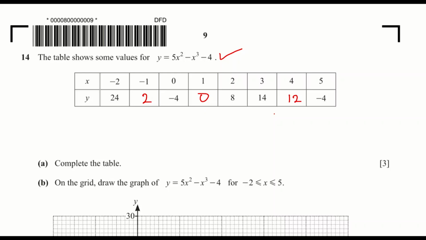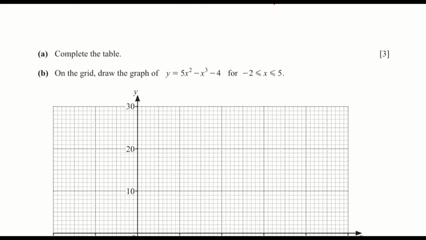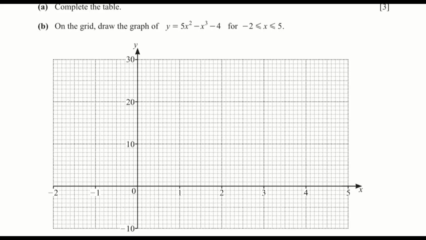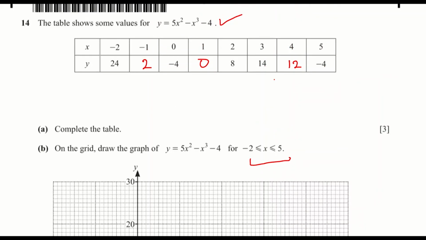Okay, then let's go to part B. On the grid, draw the graph of y equals 5x squared minus x cubed minus 4 for this given range. Okay, so we're going to make use of the table. So we plot this pair of values of x and y respectively on the grid. When x equals minus 2, y equals 24, and so on and so forth.